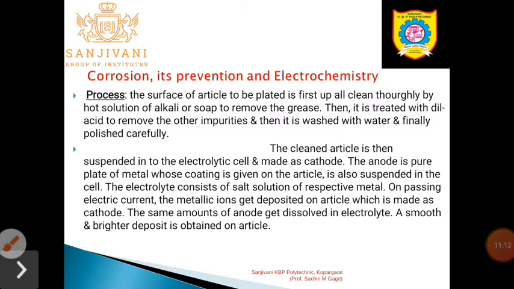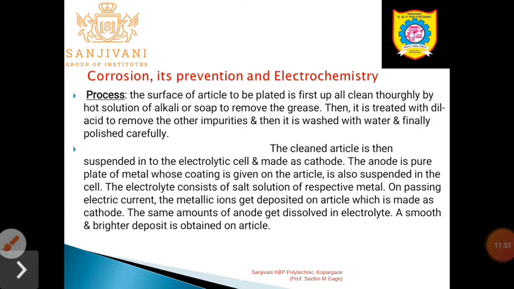The anode is a pure plate of metal whose coating is given on the surface. The anode may be taken in the form of a plate, a rod, or a block, whatever it may be. The superior metal, whose coating is to be given on the article, is taken in the form of a plate and made the anode, meaning it is connected to the positive terminal of the battery, and both electrodes are suspended into the electrolyte.